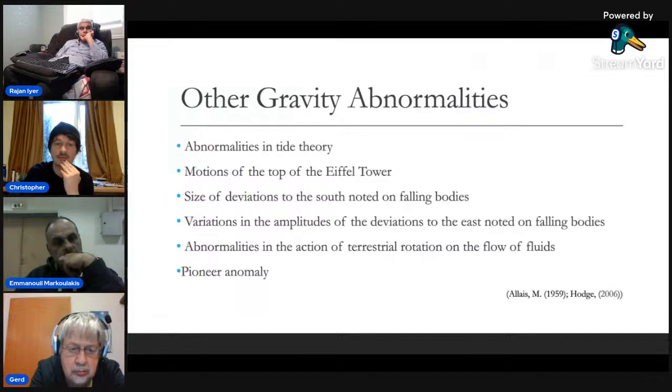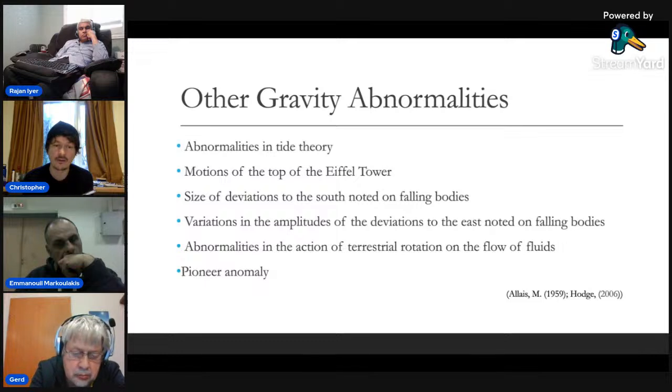But in one of his papers, he lists a number of other gravity abnormalities and anomalies, including some to do with tide theory, motions atop the Eiffel Tower, which should give you some indication of when he wrote the paper, I guess. Size deviations to the south noted on falling objects, variations in amplitudes of the deviations to the east noted on falling objects, and abnormalities in the action of terrestrial rotation on the flow of fluids. That's pretty much written verbatim from his paper, 1959.